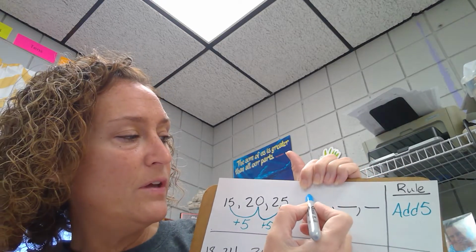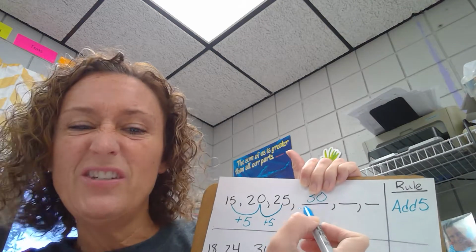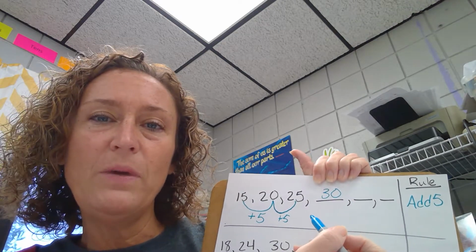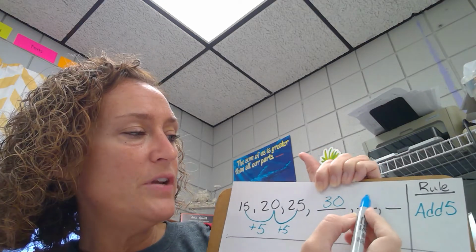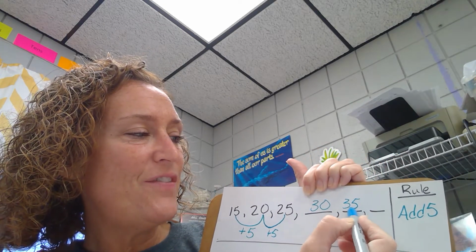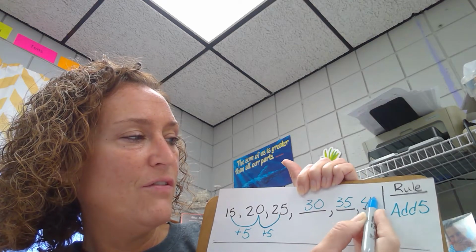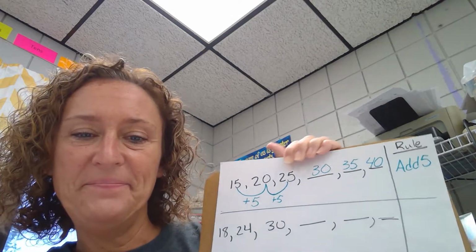Then I need to go ahead and fill in my next ones. 25 plus 5, 30. This one's a little bit easier because it's just counting by 5s, but I thought it would be great to start off easier. 15, 20, 25, 30, 35, 40.